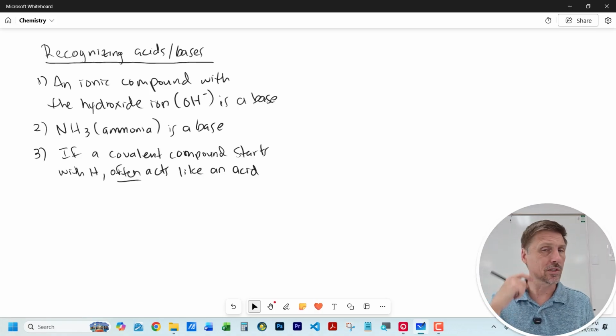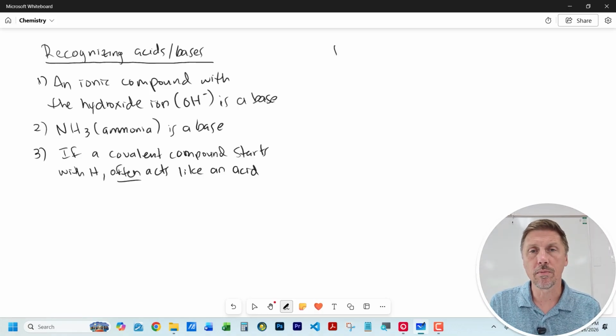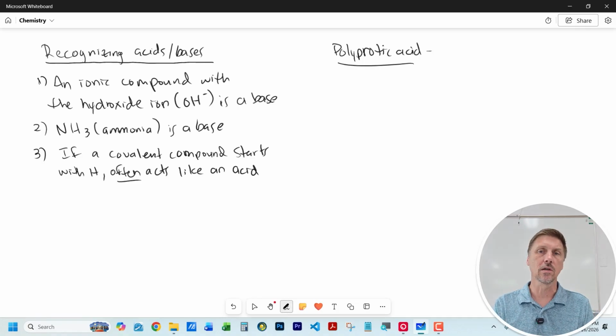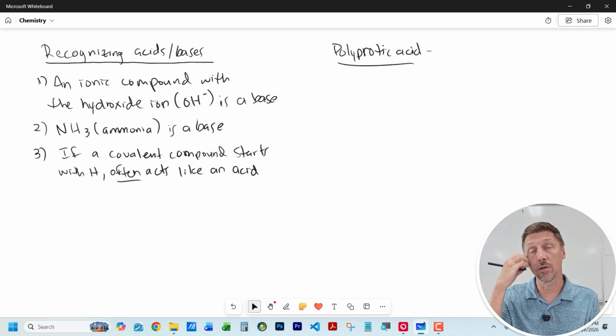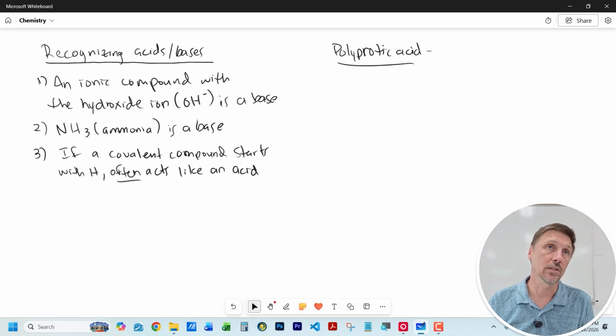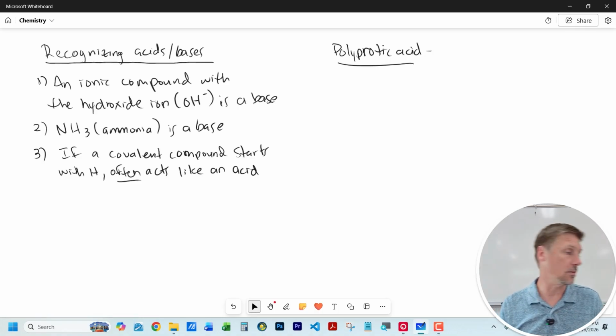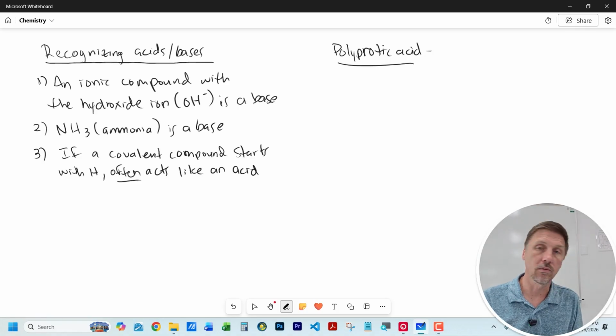Now, just so that you know, we can have what we call a polyprotic acid. And if you just think about that name for a second, it makes sense what it's talking about. Poly meaning many, right? A polygon is a multi-sided figure. A polynomial is a mathematical equation with multiple terms in it. And so poly meaning many or multiple, protic having to do with the proton that this acid donates. So this is an acid that's going to donate more than just one proton.